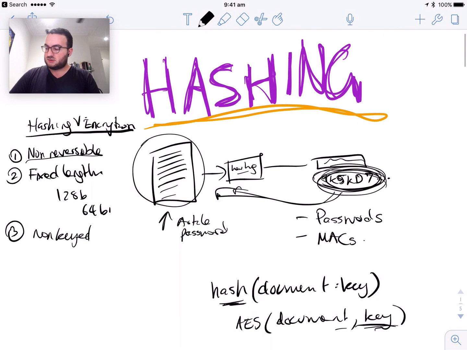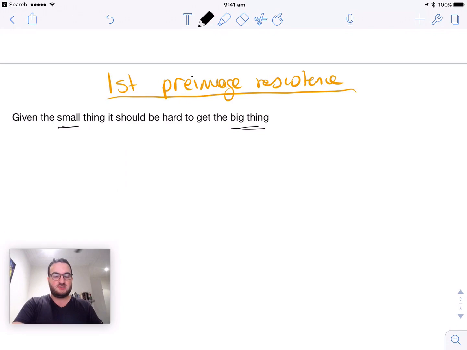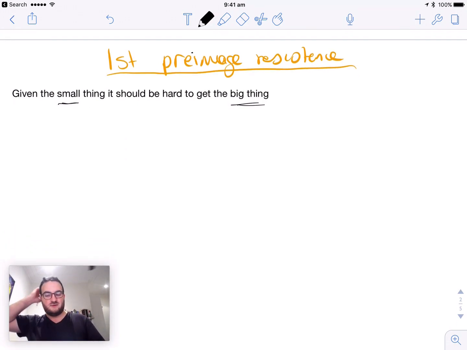Let's talk about some of those important properties of hashes. So the first, probably annoying, thing about hashes you've learned, right, is first preimage resistance. And what does that mean? Well, it means given the small thing, it should be really hard to get the big thing back. That's a whole bunch of really complicated, confusing words to basically mean that a hash shouldn't be reversible, which makes total sense when you think about it, because if I'm giving you my password on a server, I'm hoping you hash it and never actually store my password, because I don't really trust you. And if you can take my hash, steal a password database, and reverse it into my password, that's very dangerous for me.